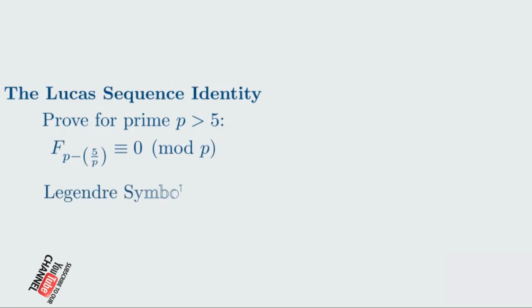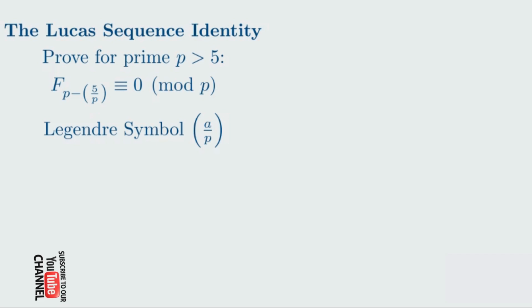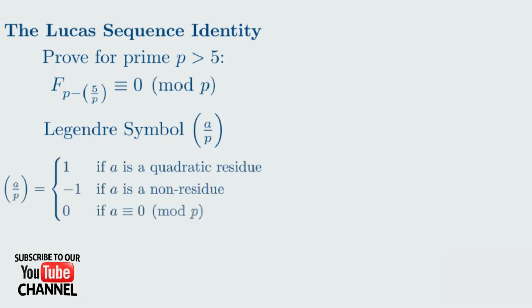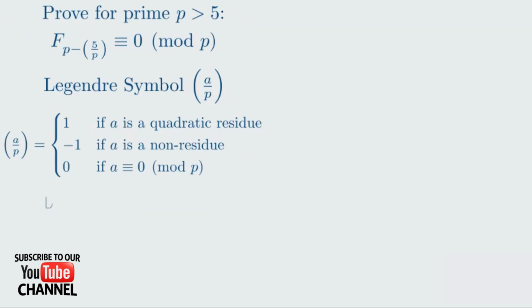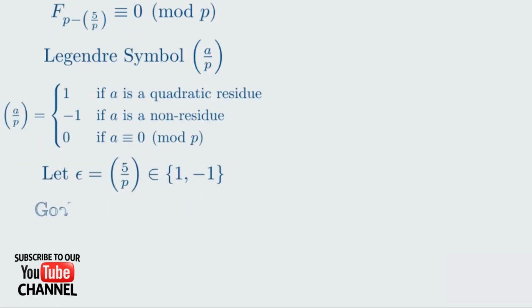Before we start, let's briefly review the Legendre symbol, denoted as a over p in parentheses. For a prime p, the symbol is 1 if a is a quadratic residue modulo p, -1 if it is a non-residue, and 0 if a is a multiple of p. Since p is greater than 5, the symbol 5 over p will be either 1 or -1. Let's call this value epsilon. So, our goal is to show that this specific Fibonacci number is congruent to 0 modulo p.